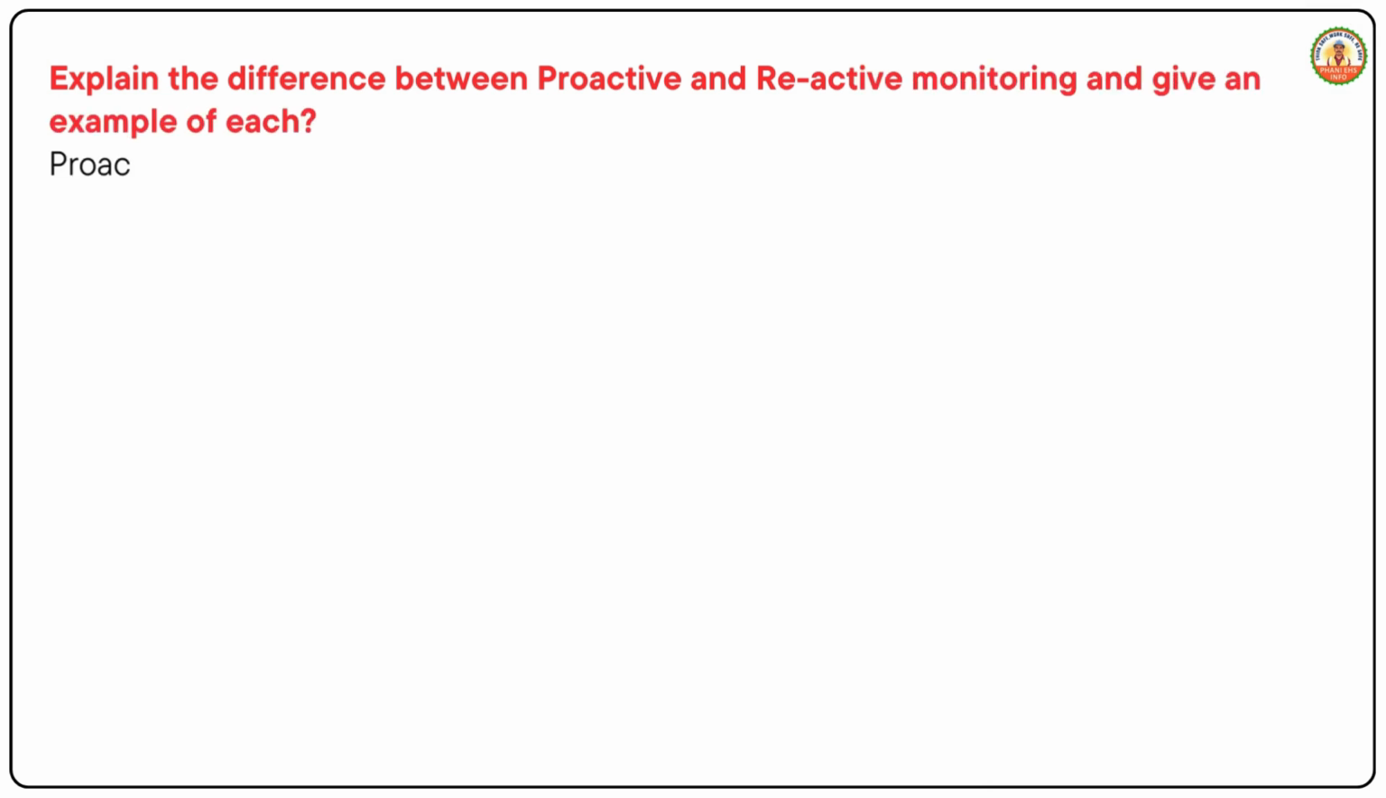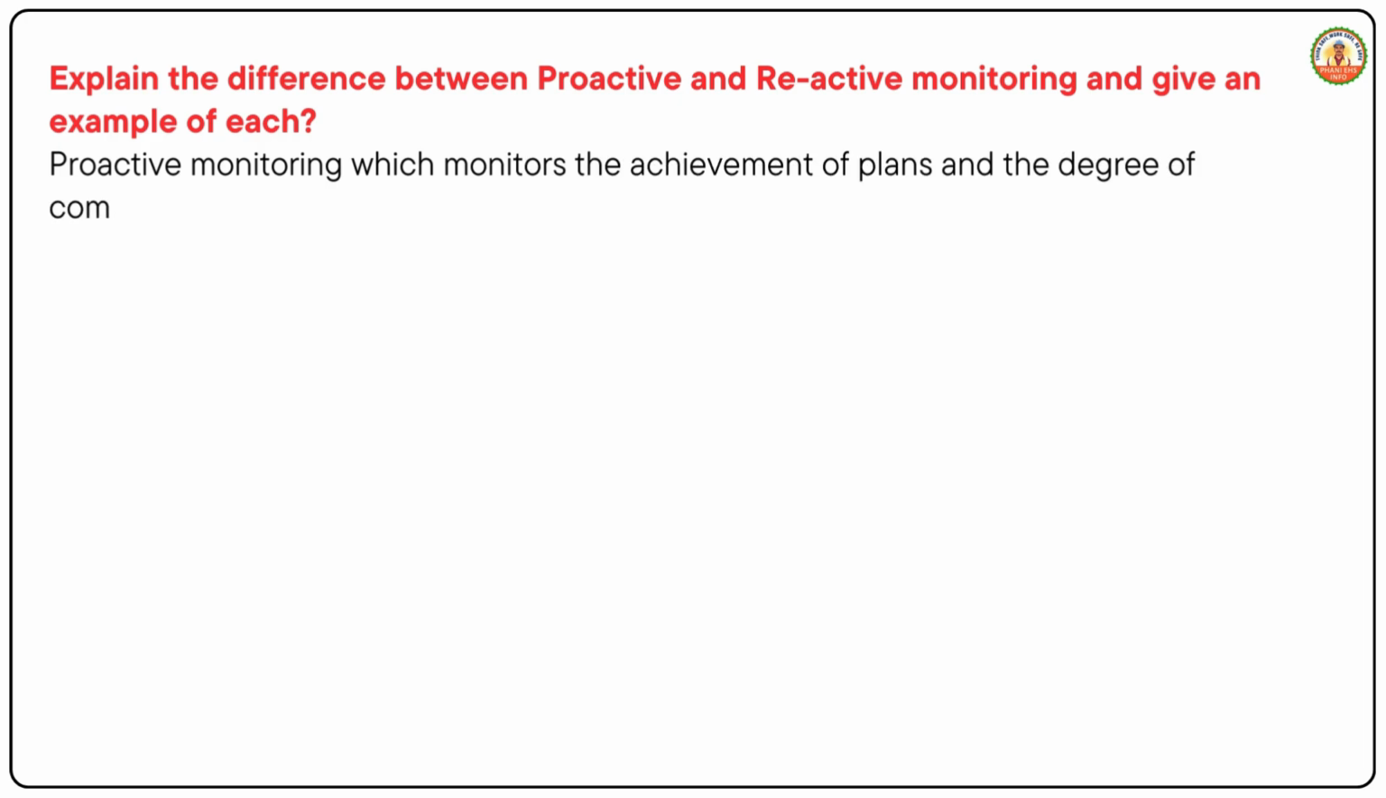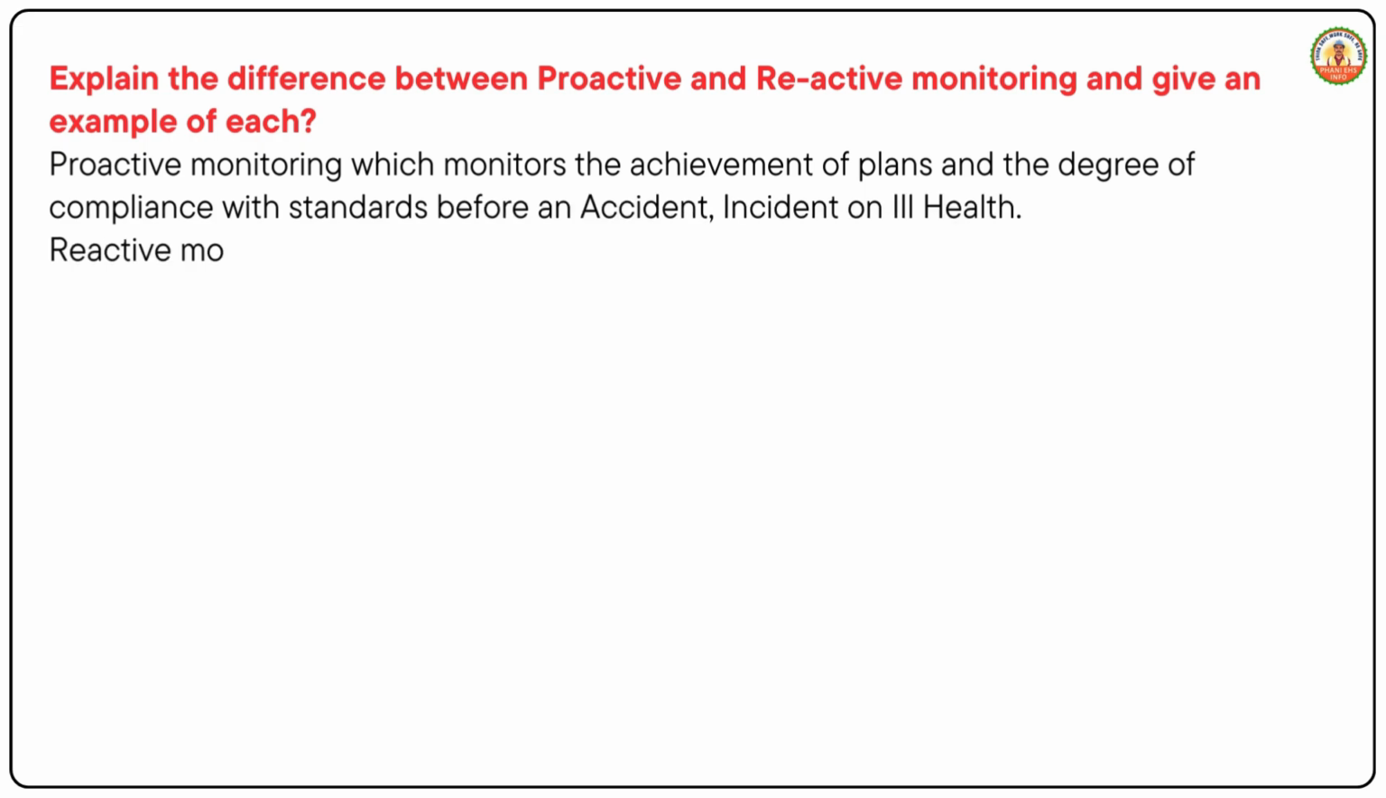Explain the difference between proactive and reactive monitoring and give an example of each. Proactive monitoring monitors the achievement of plans and the degree of compliance with standards before an incident or ill health. Reactive monitoring monitors after accidents, ill health and incidents.